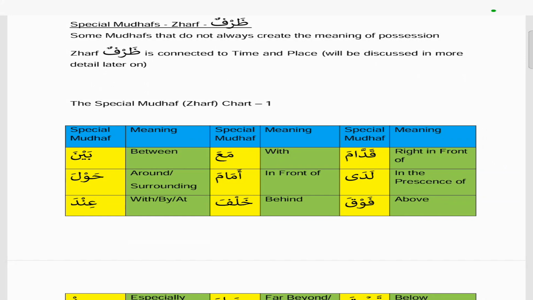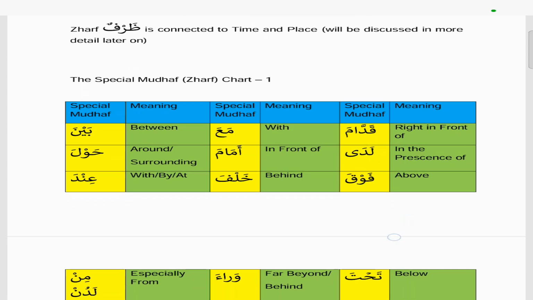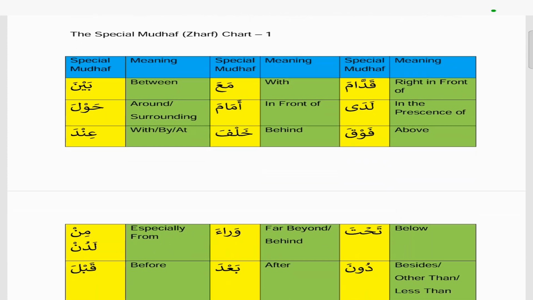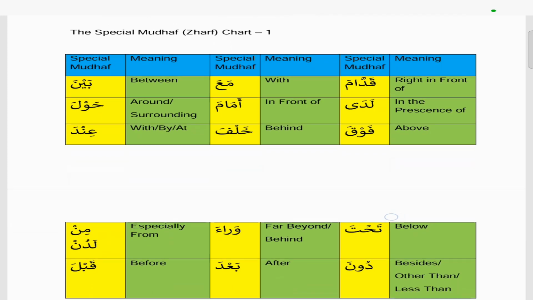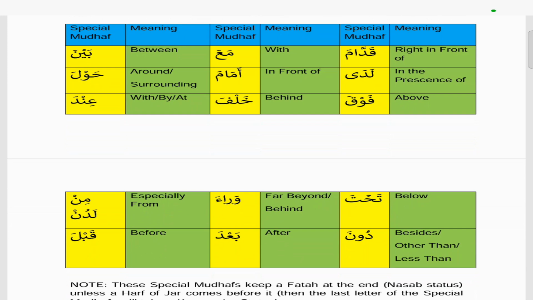Some mudafs do not always create the meaning of possession. A zarf is connected to time and place, and this will be discussed in more detail later on, inshallah. So the special mudaf chart, which is called the zarf, is connected to time and place. This is the first chart, so we just quickly go through it. We start from the left side. Baina means between, hawla means around or surrounding, inda can mean with, by, or at. Min ladun means especially from, and qabla means before.